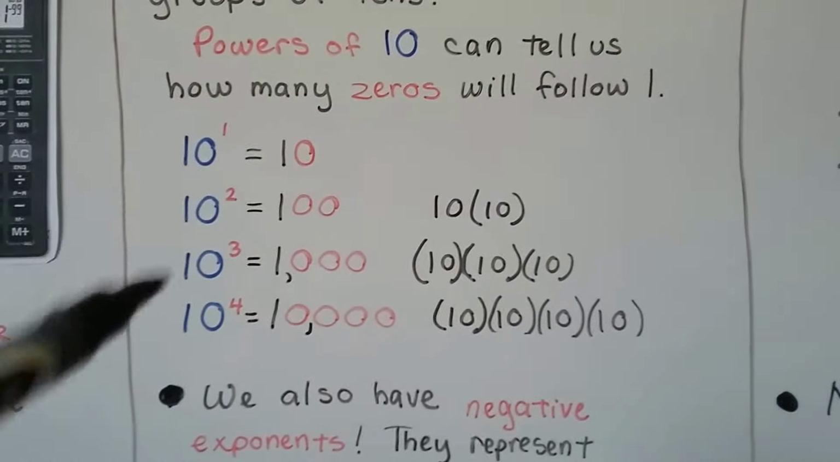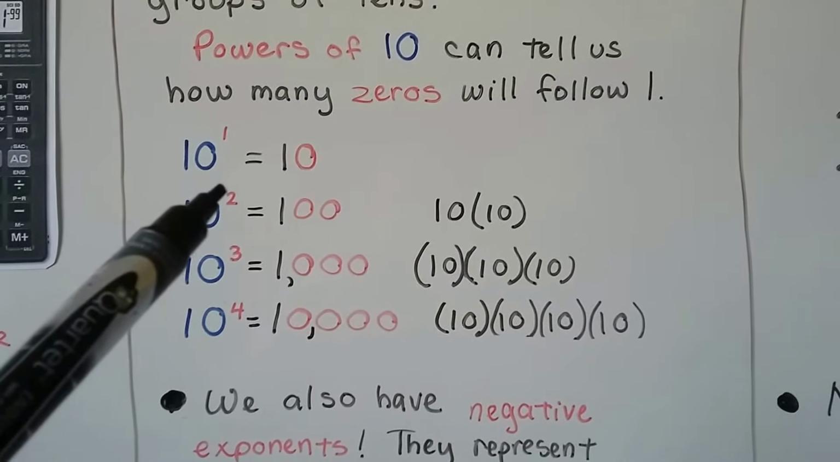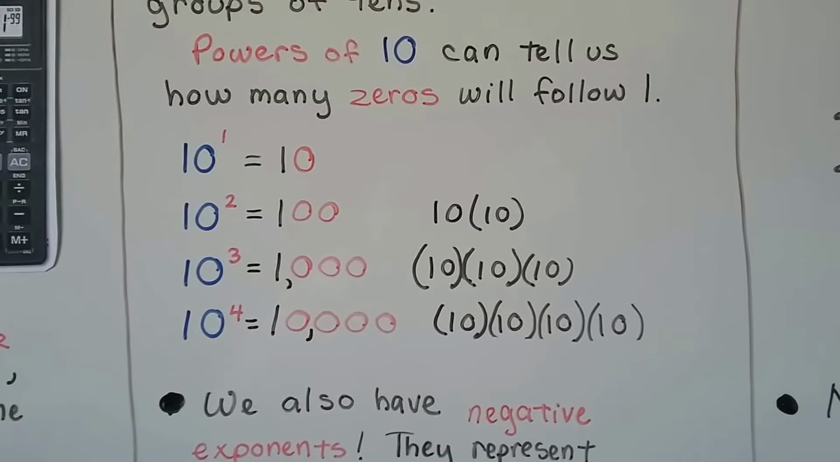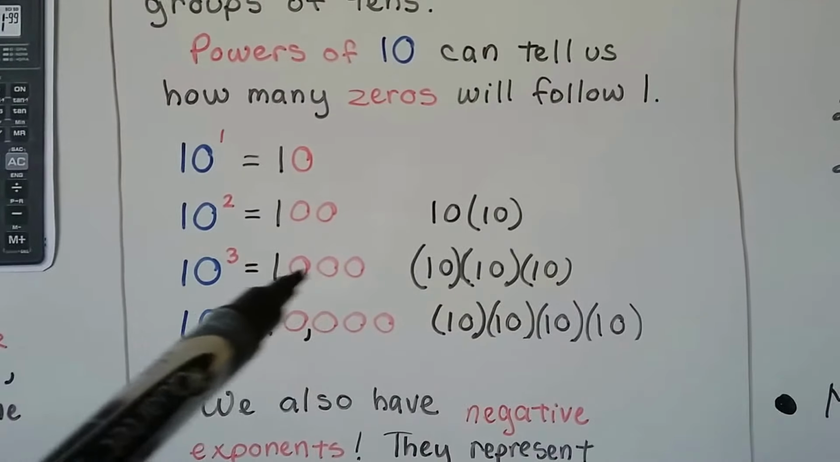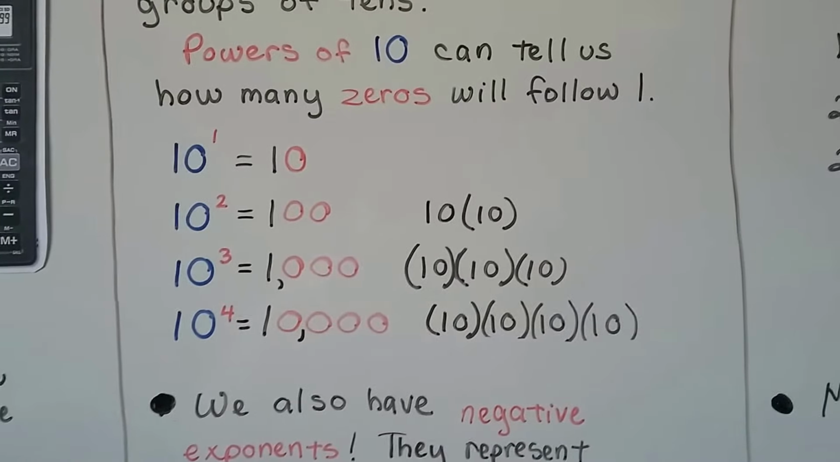10 to the second power, well, that's 10 times 10. That's 100. That little 2 exponent is telling us there's 2 zeros there. 10 to the third power tells us there's 3 zeros. 10 to the fourth power tells us there's 4 zeros. See that?